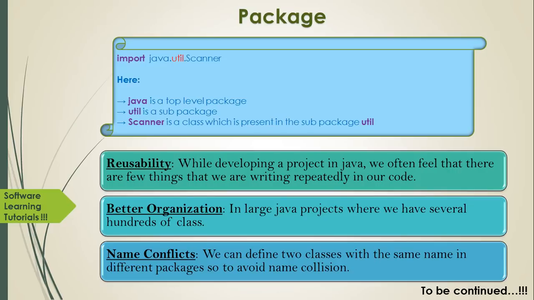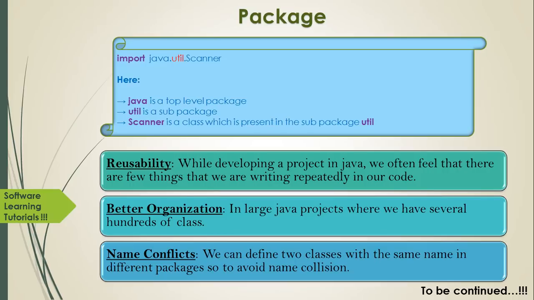What does it represent? It is importing java, which is a top-level package available by default in Java, and the sub-package called util. And that sub-package has different classes, like Scanner, Printer, and so on. So Scanner is one of the classes in the sub-package util. This is how we have the Java package which is built into Java, and a package can also be created by the user.